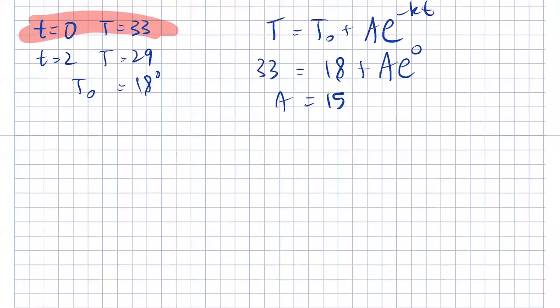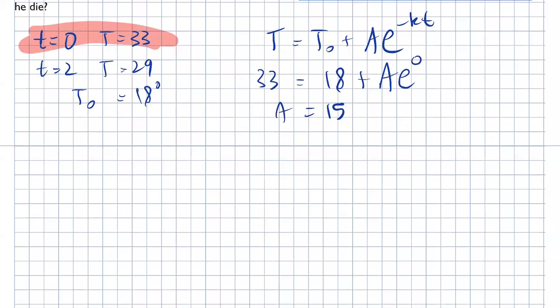Right, well, we carry on now. So we can substitute that in there. T is equal to 18 plus 15 e to the negative kt. So the next job is to work out, well, what is this k equal to? And we use the next set of data to work that out. So we're going to substitute that into the equation to work that out.